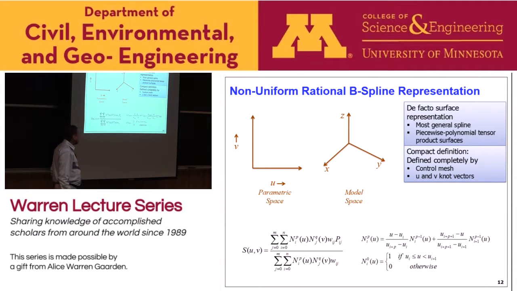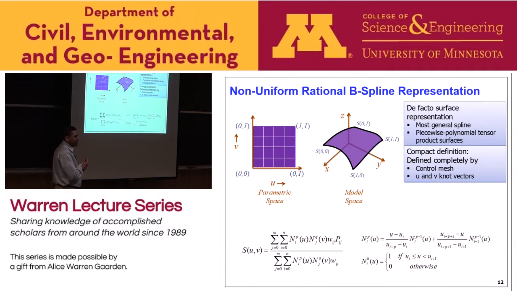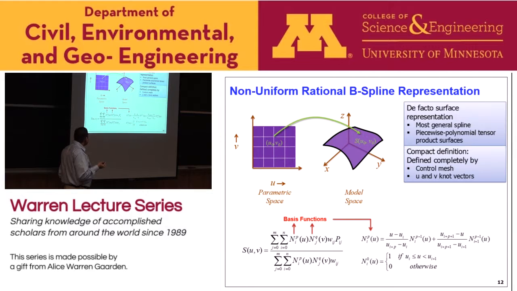Going mathematically, NURB surfaces are basically a mapping from two-dimensional parametric space UV to the model space XYZ, and the surface S(u,v) itself is defined using these rational polynomial functions. So a little bit of detail. What you see here is that the numerator essentially has the basis functions multiplied with the control points, and the denominator is the basis function multiplied with what are called the weights or the rational weights.